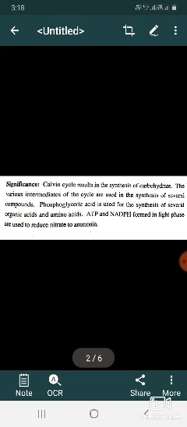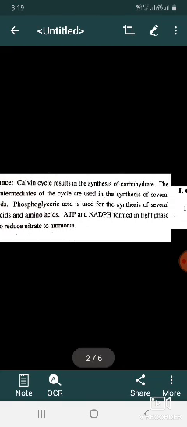So these are the RUBP regeneration. In RUBP regeneration, the triose phosphate formed by reduction reactions is converted to RUBP by several biochemical reactions, and sugar phosphates with 4, 5, 6, 7 carbon atoms are formed as intermediates. So the Calvin cycle results in the synthesis of carbohydrates.